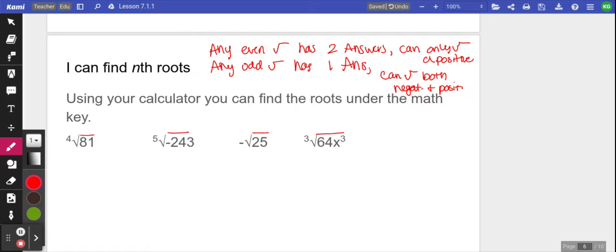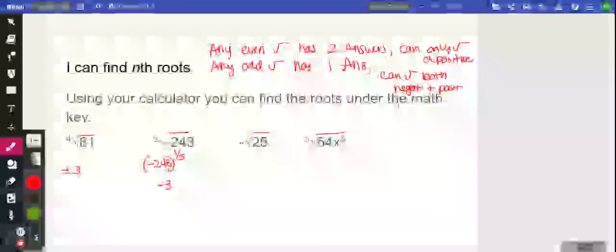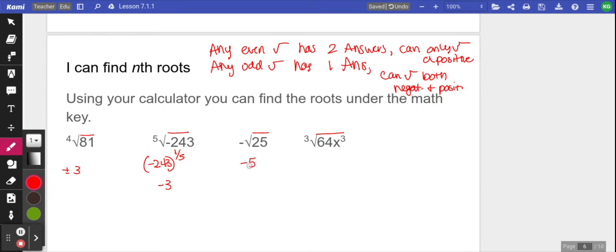For this one, the fourth root of 81 is plus or minus 3. The next one, the fifth root. If I don't know how to do the fifth root on my calculator, I could do negative 243 to the 1/5 power. Or if it just takes me longer to find the root key, I can always do it with the exponent. So that would be negative 3. This one only wants the negative square root of 25, so it only wants negative 5. And the next one is the third root of 64, which is 4. And then 1/3 of x to the third would be x to the first.